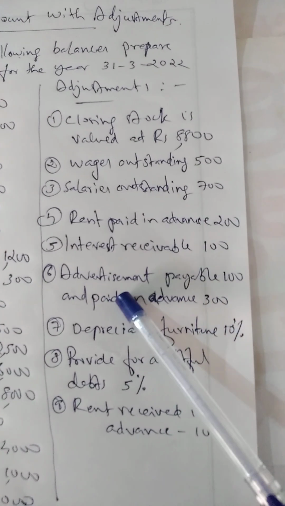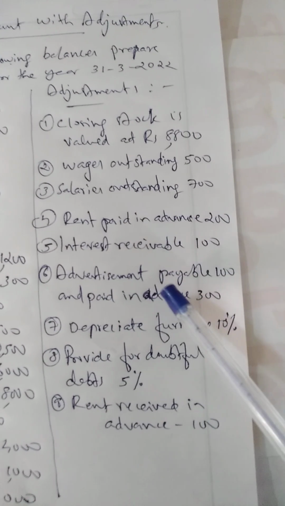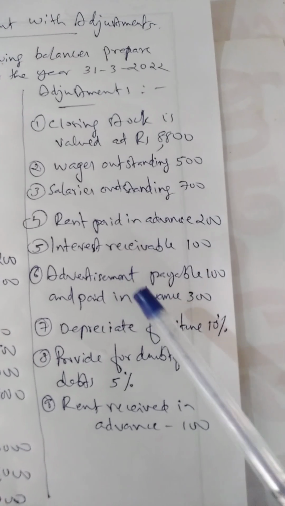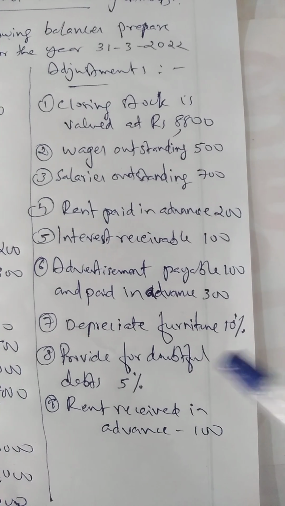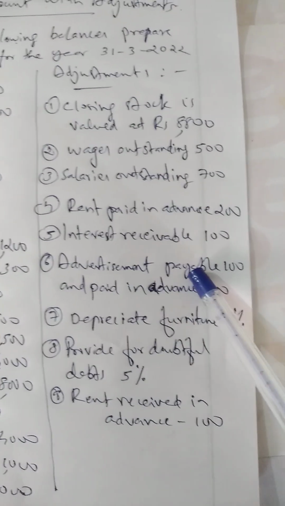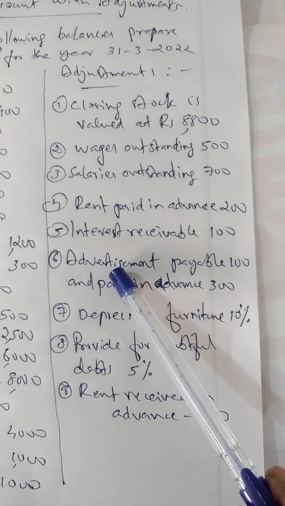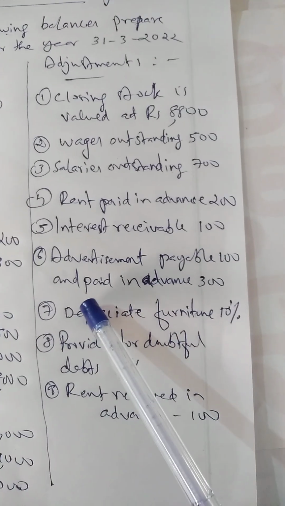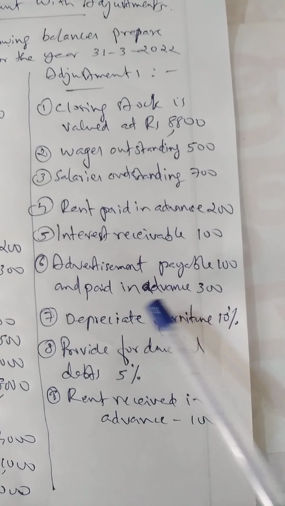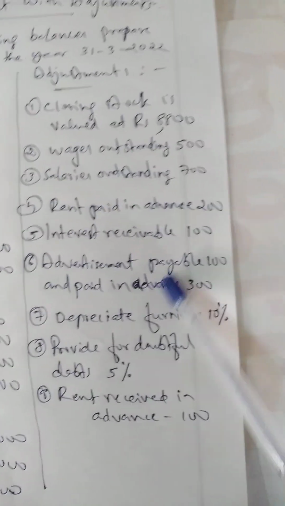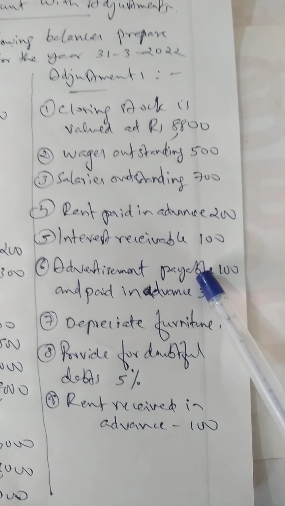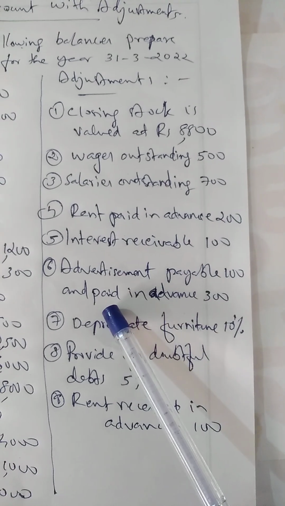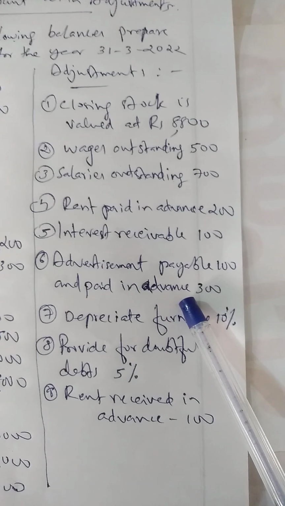And if you check this sentence, it consists of two elements. One is advertisement payable. Payable means outstanding. Advertisement outstanding means expense outstanding. Right? And paid in advance means prepaid. So, two items are there in this adjustment. An expense payable or outstanding is there. At the same time, an expense prepaid is also here.